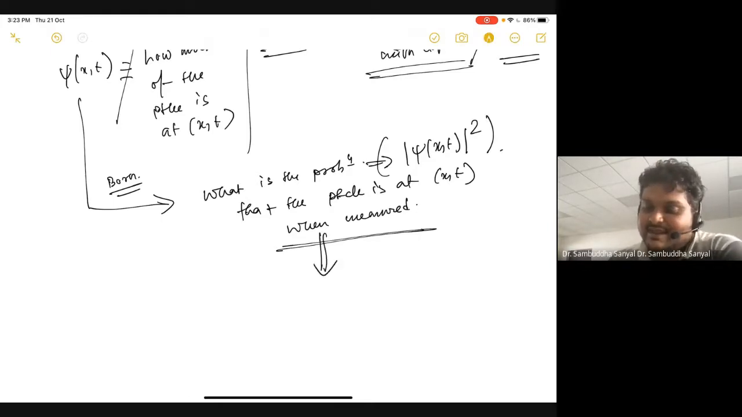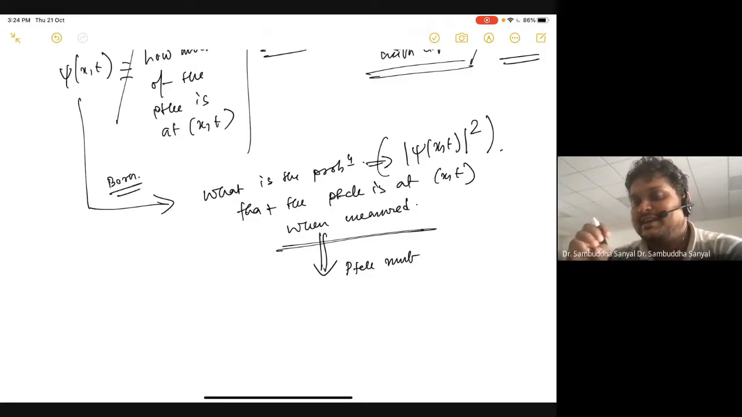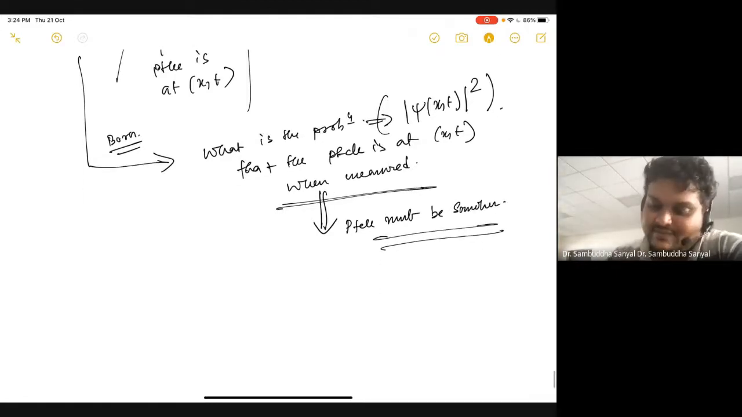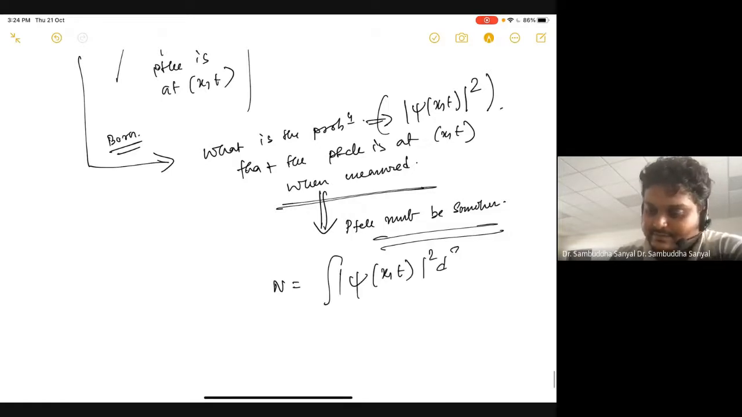So Born said, since it's a probability that the particle is at x, t, the total must be 1, because the particle must be somewhere. The particle cannot vanish or be created, at least within this picture. When you learn QFT, you will learn a different definition of particle, but let's not get into that. Let's get into how you know the particle as it is. So the particle must be somewhere, right? That was Born's idea. So if it has to be somewhere, then it must satisfy this over the whole space. Okay?